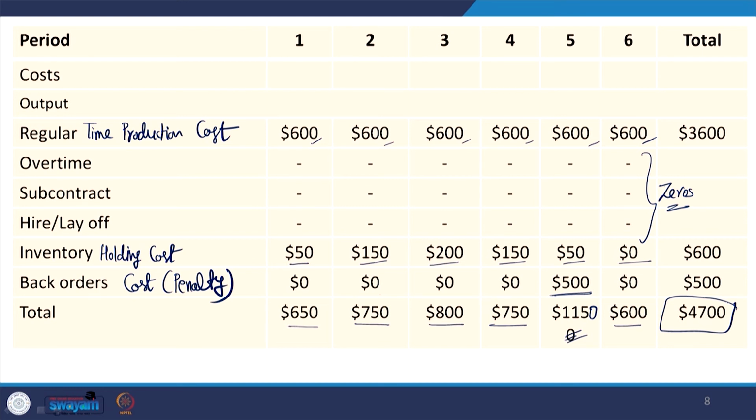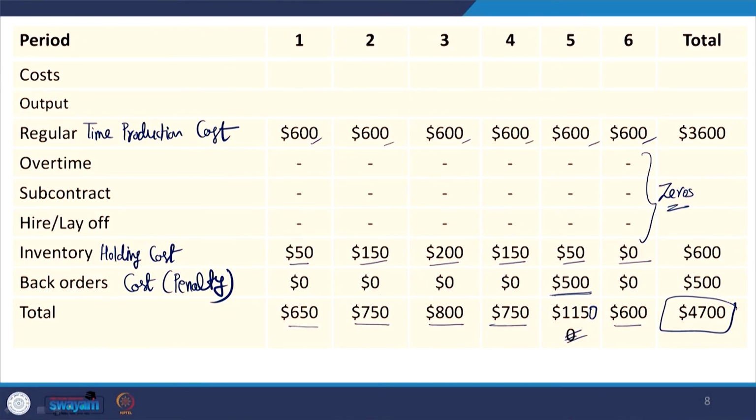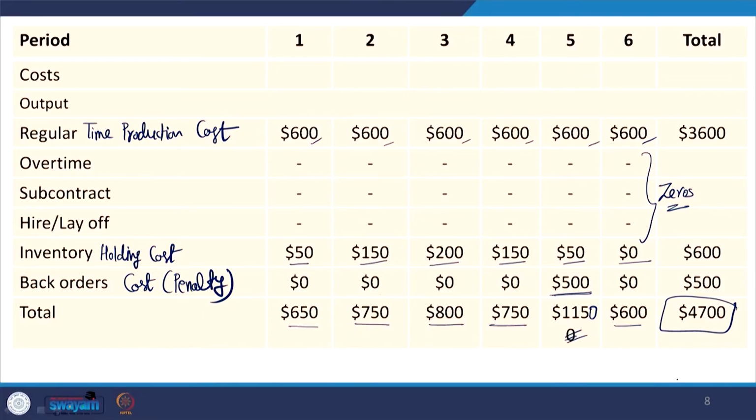Similarly, in this particular case we have not touched the overtime, we have not touched the subcontracting, we have not touched the hiring and laying off, and we followed a very simple case of level strategy, that we have only 15 workers, each of them producing 20 boards per period, and therefore, this was a very simple calculation, and we understood how to do the calculation.